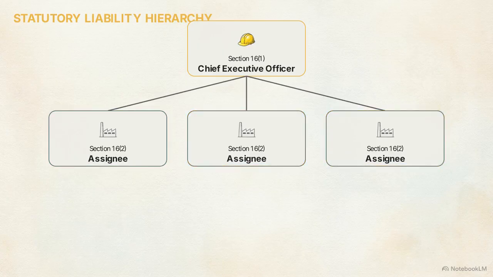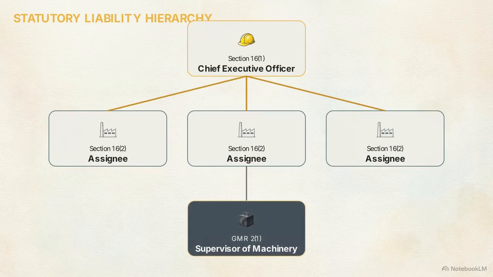There is a critical legal caveat here. Assigning a 16(2) subordinate delegates the operational duty, but it does not transfer ultimate legal accountability away from the CEO. The structure branches further into specialized, hazard-specific appointments governed by separate regulations, like the GMR 21 Supervisor of Machinery, who oversees all mechanical plant equipment on a given site.